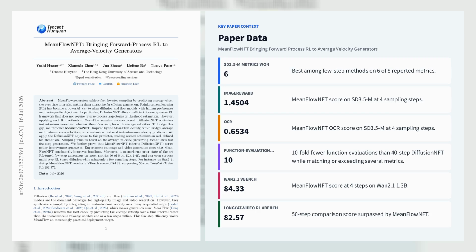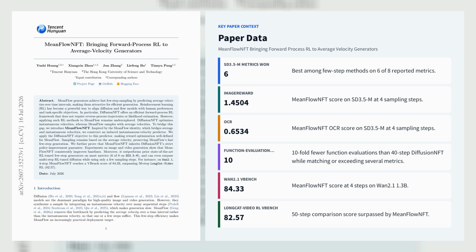Let's explore the third paper, MeanFlowNFT: Bringing Forward Process RL to Average Velocity Generators. MeanFlowNFT, from Tencent Hunyuan and the Hong Kong University of Science and Technology, is the first forward process reinforcement learning method designed for mean flow generators, which predict average velocity over time intervals rather than instantaneous velocity.